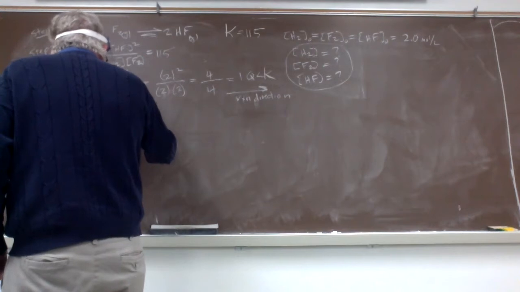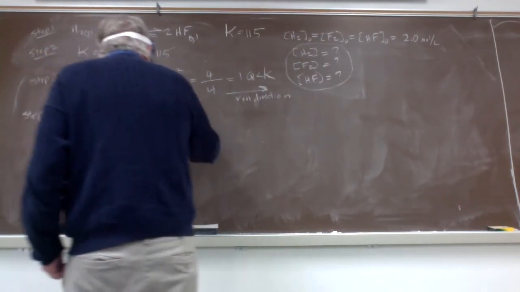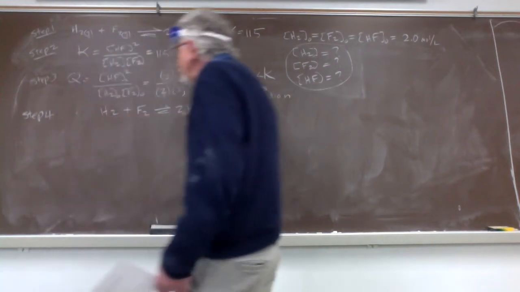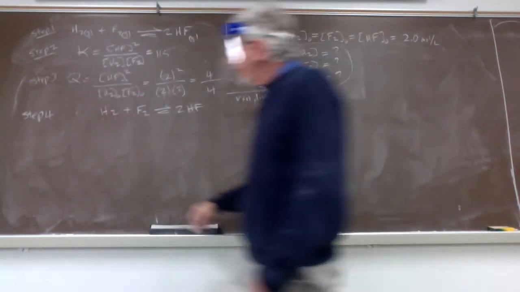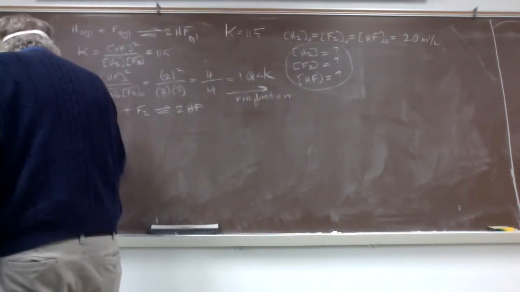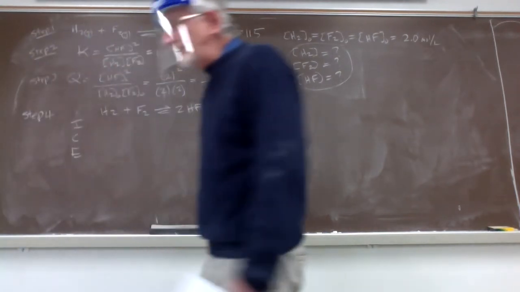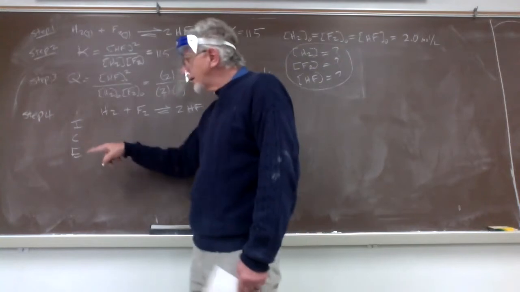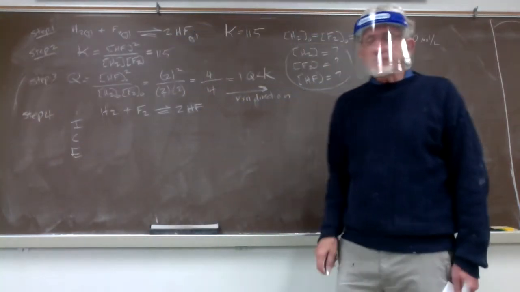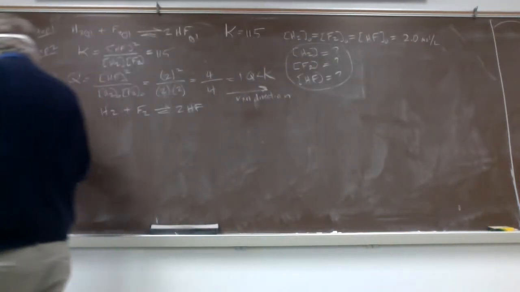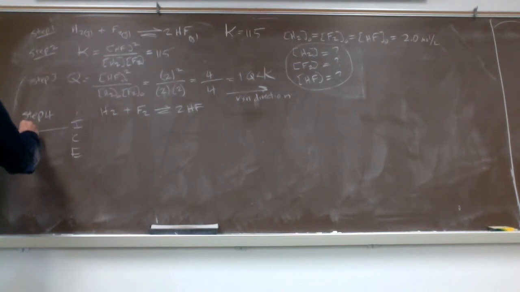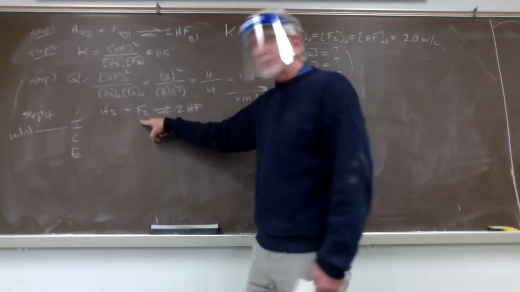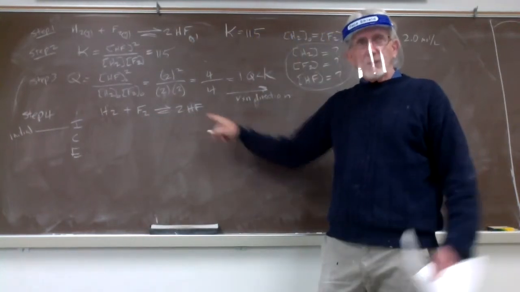I'm going to write the balanced equation at the top of the table, and then we're going to have 3 rows. The first row is going to be characterized by the letter I, second row by the letter C, and the last row by the letter E. Now, I stands for initial. All that means is we're going to plug in the initial concentrations of each reactant and product that we start with.